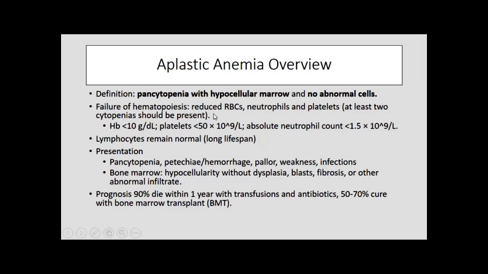Now the presentation is what will happen as a result of the lack of red blood cells, lack of neutrophils, and lack of platelets. So people are going to have bleeding, petechiae, hemorrhage, pallor, weakness as a result of the anemia, mucosal bleeding, epistaxis, gum bleeding, bruising, and infections of different types as a result of the low number of neutrophils.